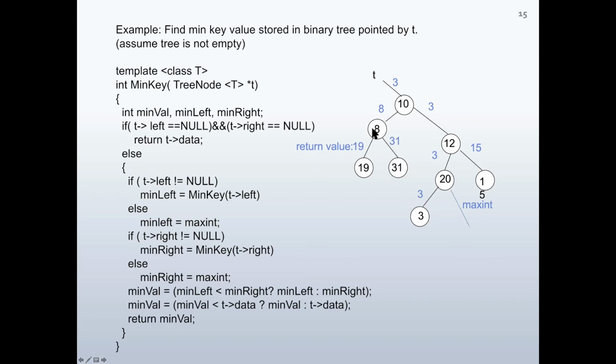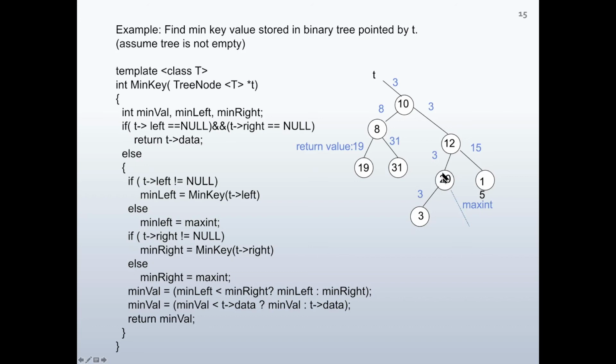And for this node, 19 and 31 are compared in this line, and the smaller one is chosen, which is 19, which is also compared with the data stored in the node. Because this is smaller, as the return value, 8 is chosen. 8 comes from the left subtree to the root node. And the right subtree should also be traversed. We go to the right subtree. For that one, we go to the left subtree, and again to the left subtree. For this node, the return value is 3 because this is a leaf node.